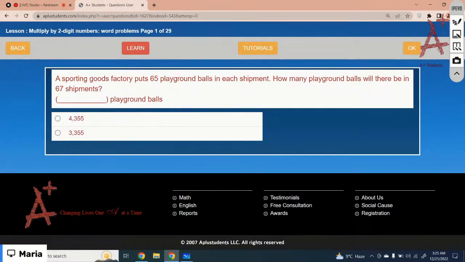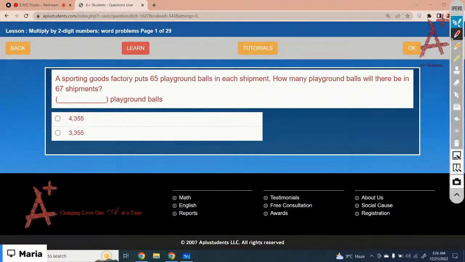Let's start with the practice questions. Let me read the question. A sporting goods factory puts 65 playground balls in each shipment. How many playground balls will be there in the 67 shipments? So you have to multiply the numbers. They are 65 times 67.